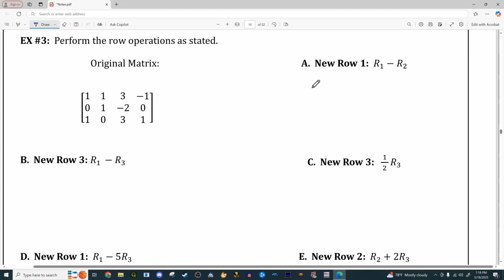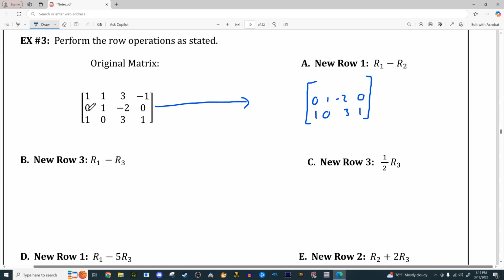Since I'm making a new row 1, I'm going to copy my matrix over. I'm going to leave row 1 blank for the moment, and I am just going to write everything else. So I have 0, 1, negative 2, 0. Here I have 1, 0, 3, 1. The reason I did this is because the only thing I'm making new is a new row 1. My new row 1 is going to be created by doing row 1 minus row 2. I'm going from here to here. I'm going to do row 1 minus row 2.